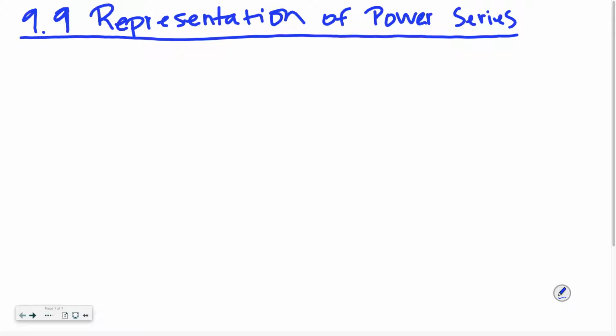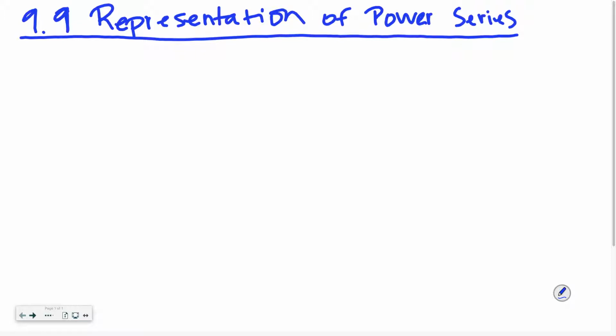On Thursday last week, we talked about power series and where they converge, right? We spent some time finding radius of convergence, and then making that into an interval and figuring out what the interval of convergence would be. Okay, so now we're going to talk about taking functions and representing them as a power series.